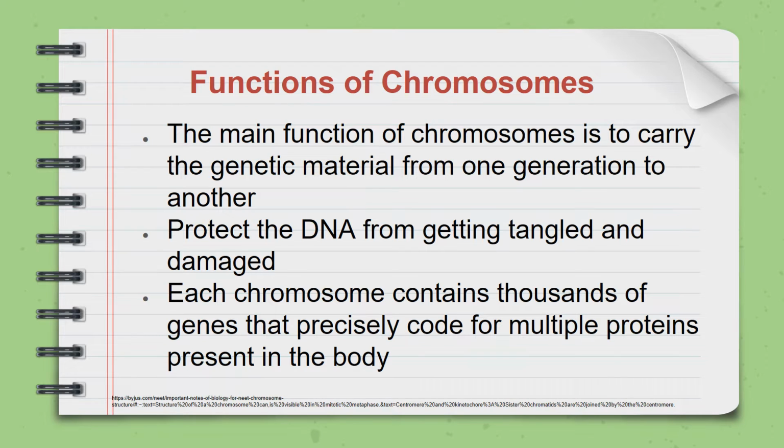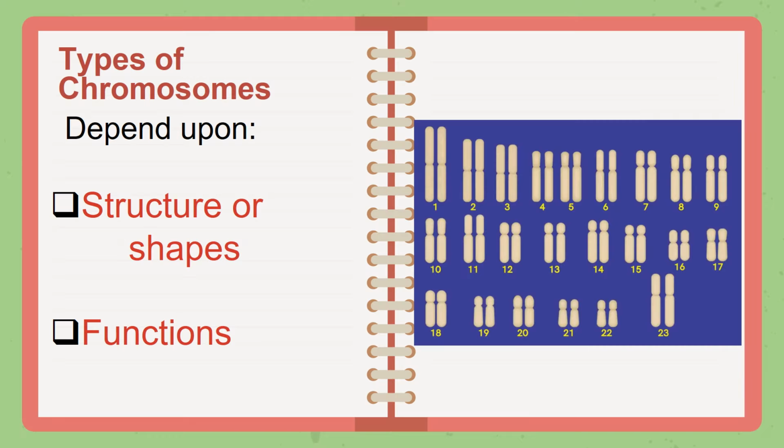The main function of chromosomes is to carry the genetic material from one generation to another. It also protects the DNA from getting tangled and damaged. Each chromosome contains thousands of genes that precisely code for multiple proteins present in the body. The types of chromosomes depend upon its structures and its functions.